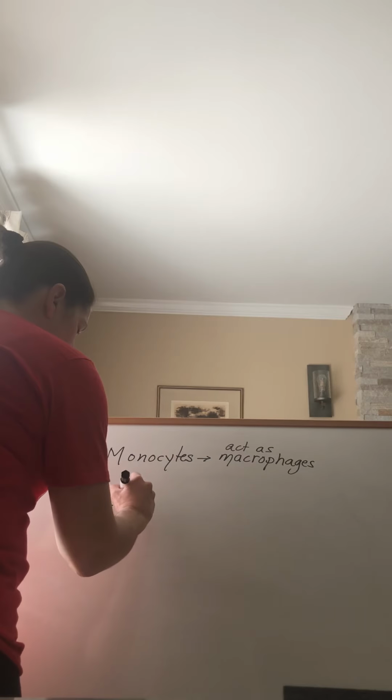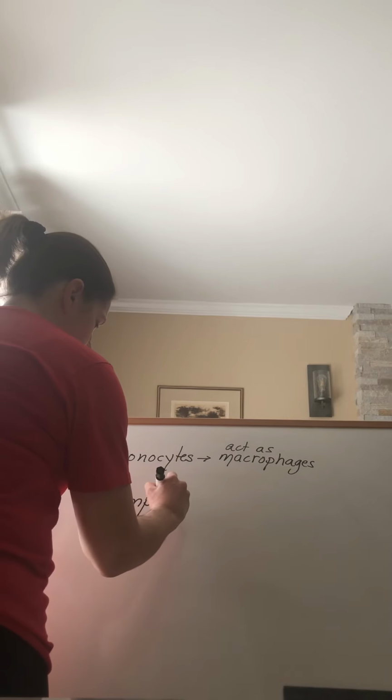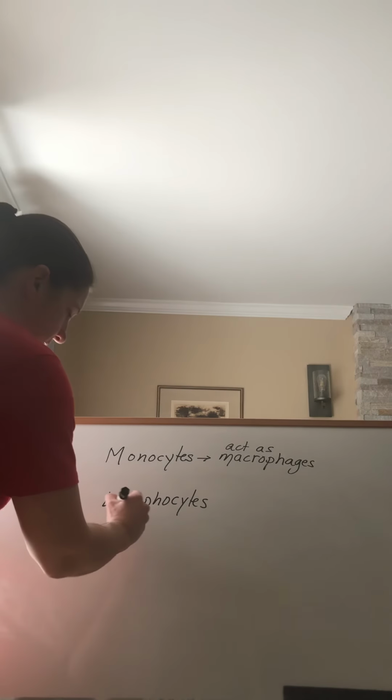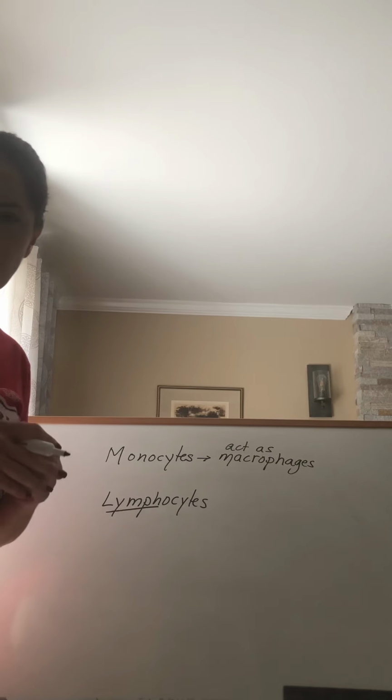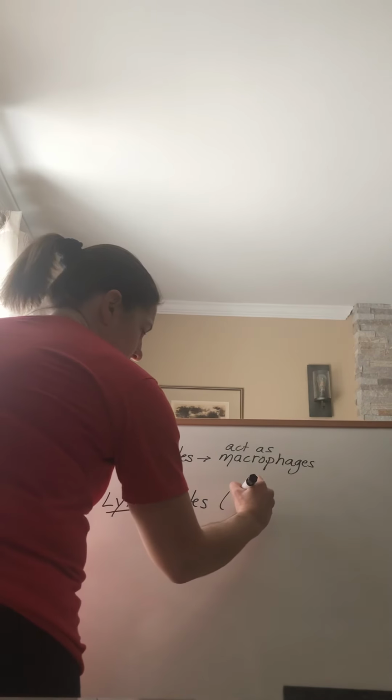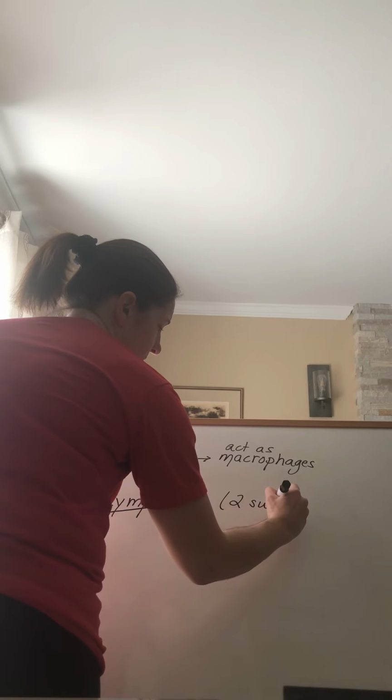And then the last type are your lymphocytes. And this is where it gets kind of cool and special. Your lymphocytes are called such because they develop in your lymphatic organs, which when we cover the lymph system, you'll become more familiar with. So you have two types of these. So there's two subtypes.